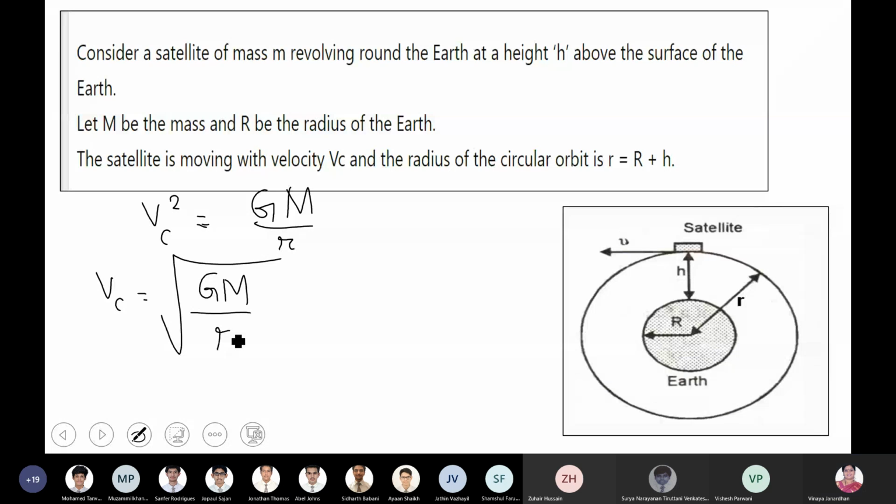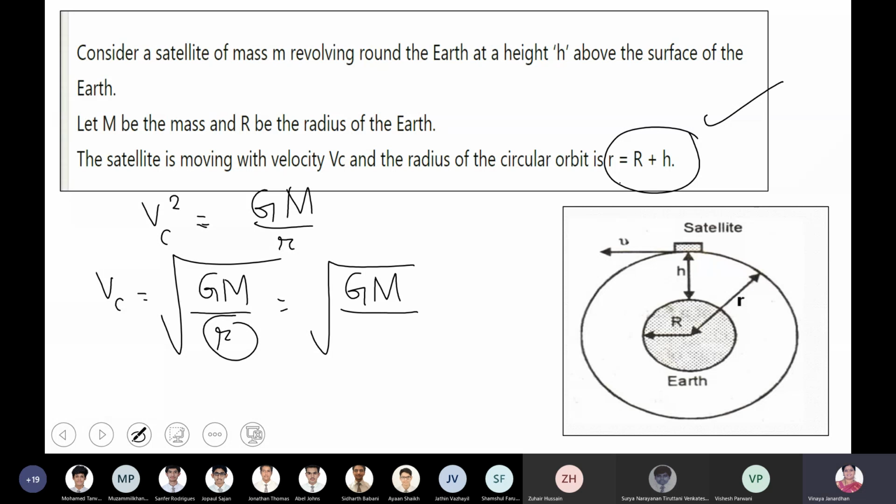Okay, fine. Can we substitute for r? What is r? The radius of the orbit. h is the height of the satellite, R is the radius of the Earth. So r is R plus h, correct? Is that correct, boys? Yes, ma'am. Okay, you just mark this as equation 1.